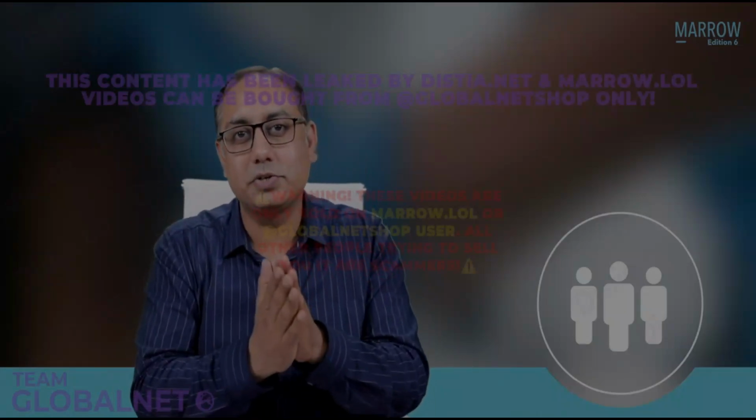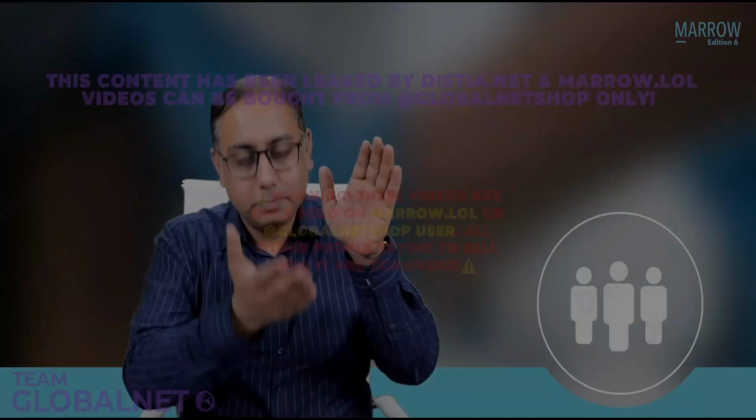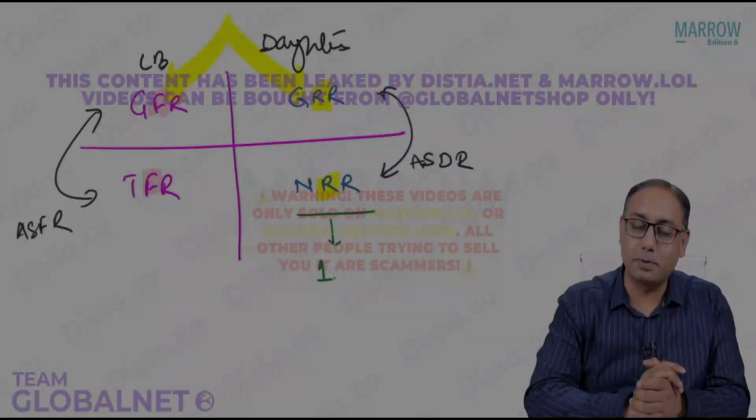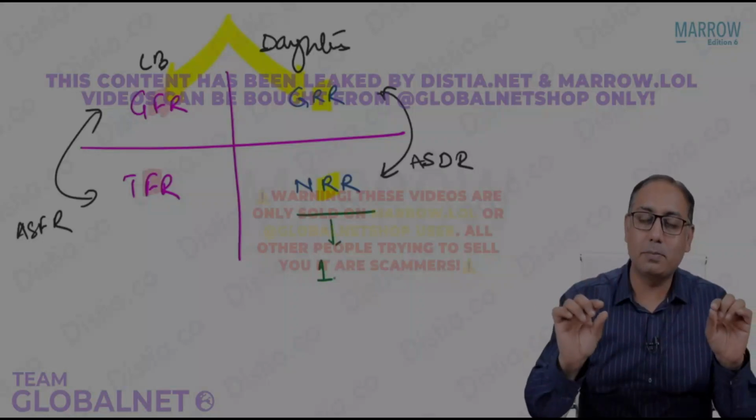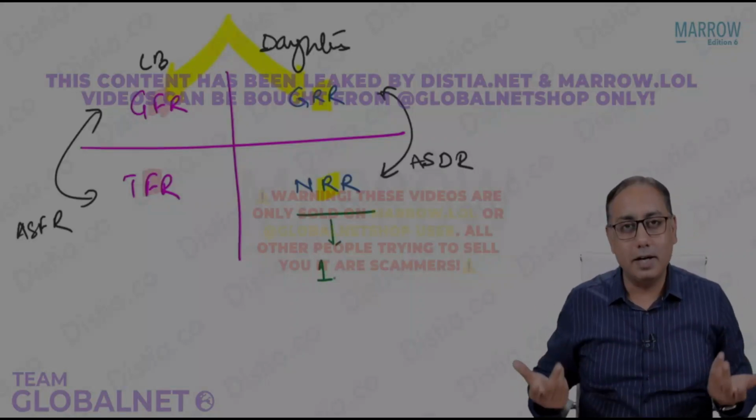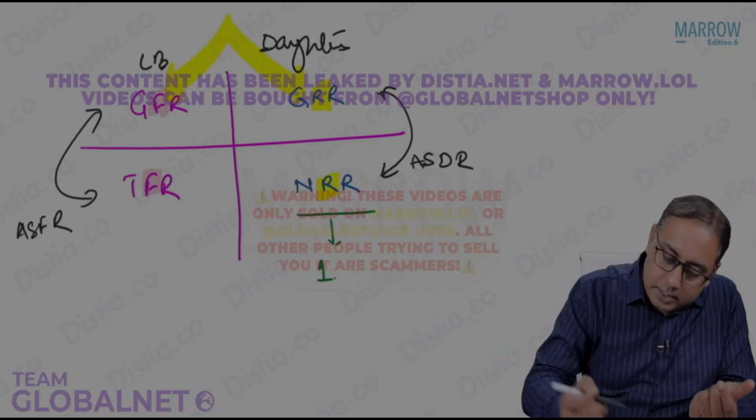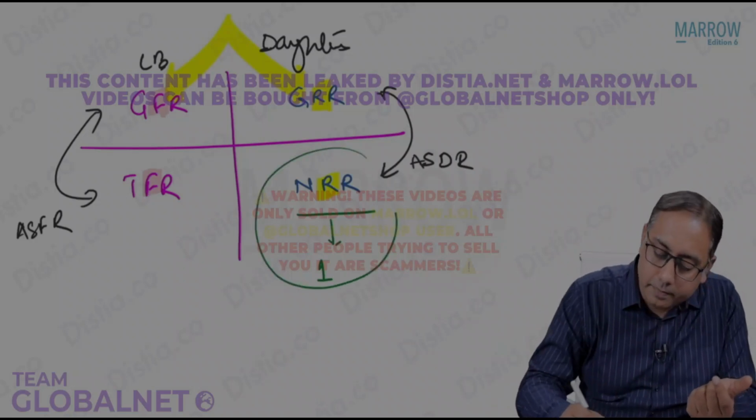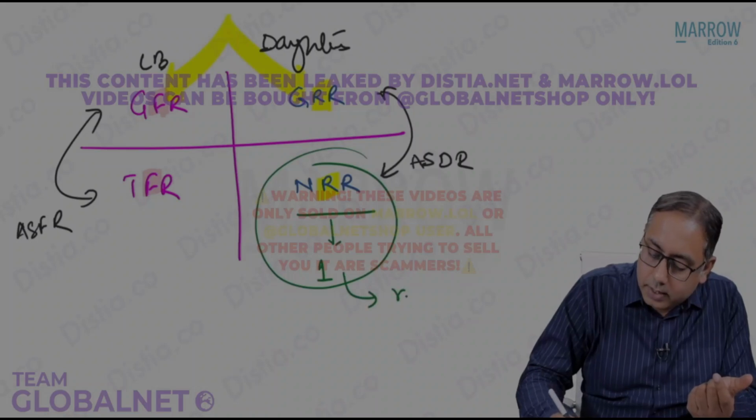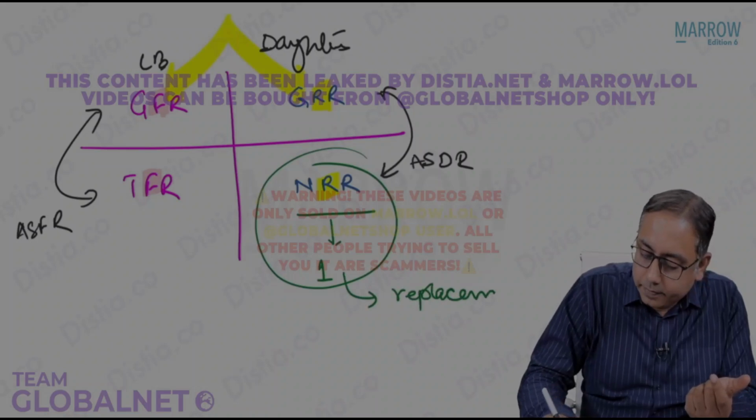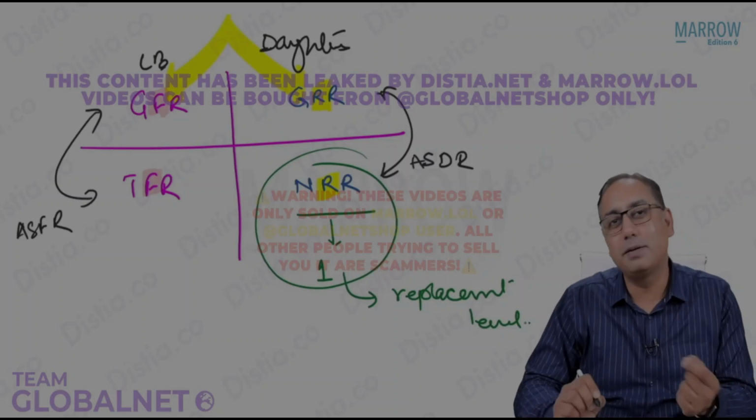India is in which stage today? We are in late expanding. What is the next stage we are looking at? We are looking to stabilize the population. If you want to stabilize the population, how many daughters should a couple have? The answer is pretty simple. You want one daughter for every couple. So that means if you want one NRR, NRR 1, this is called a replacement level.